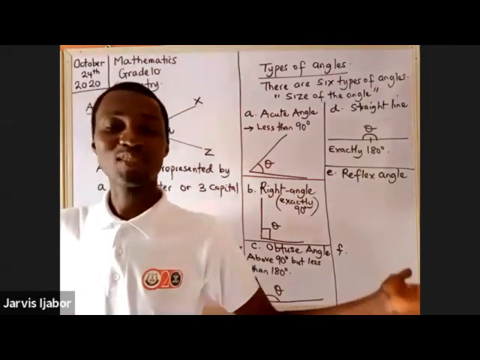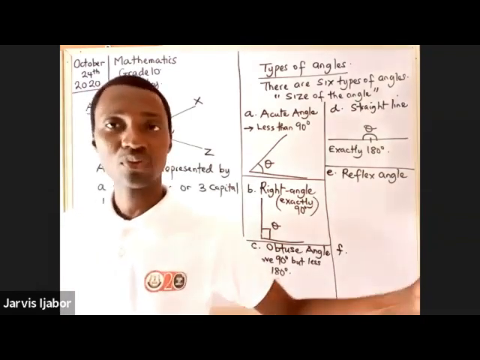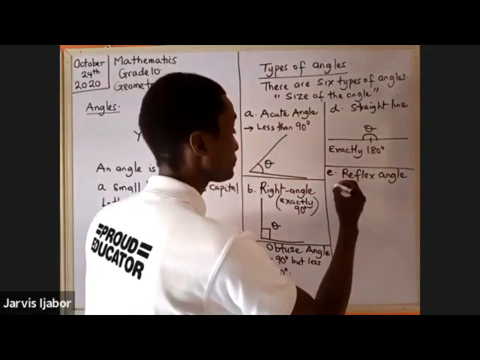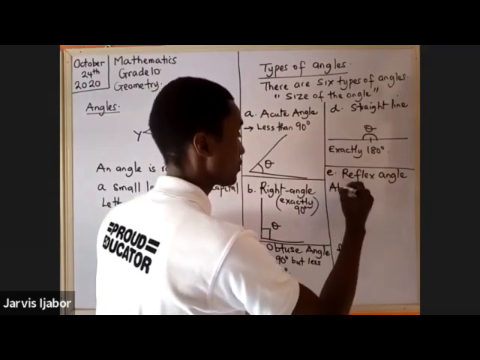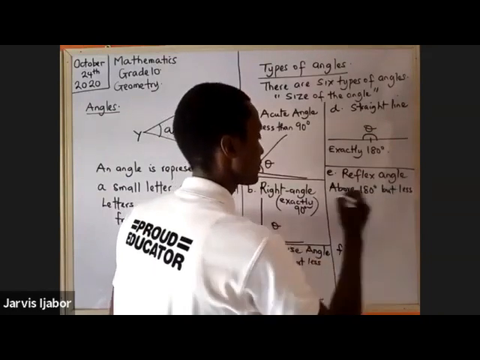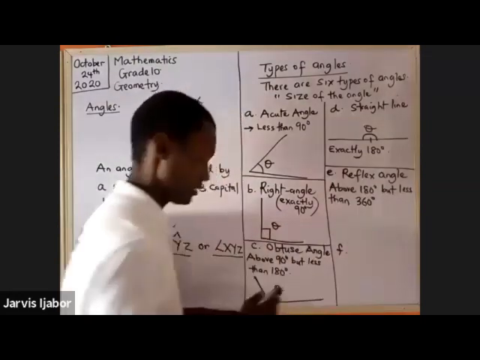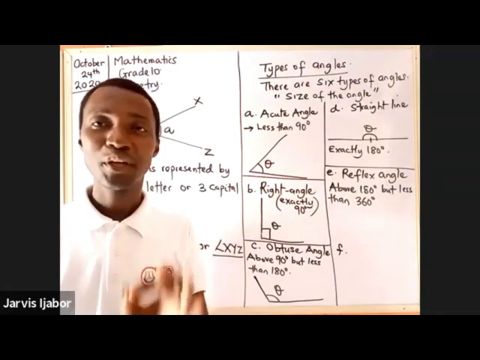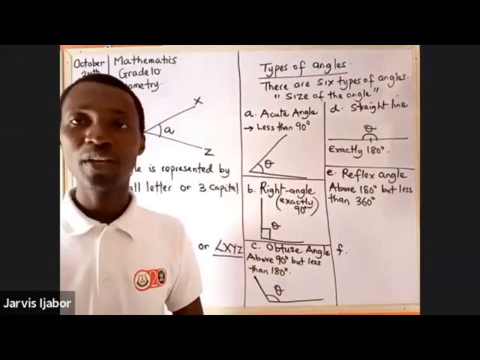Flex, when suggested, means spread out. So reflex is to show out. For a reflex angle, we know that it's an angle above 180 degrees but less than 360 degrees. That's what we call a reflex angle.